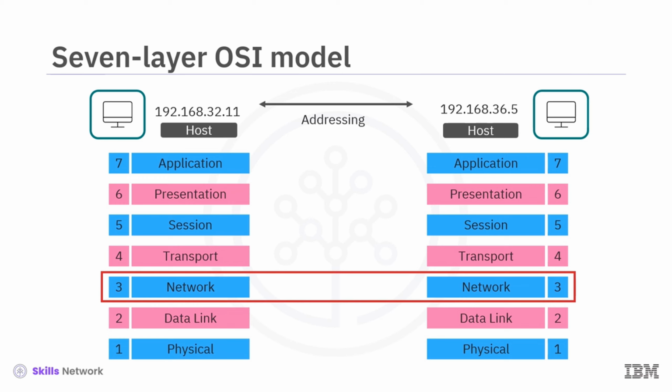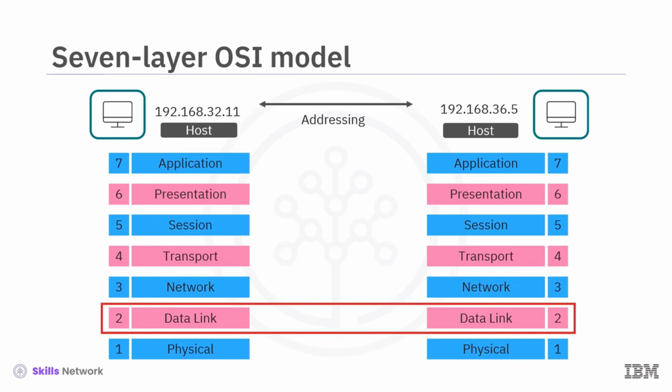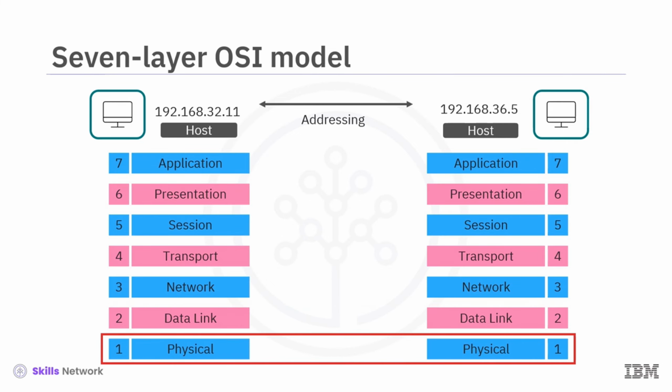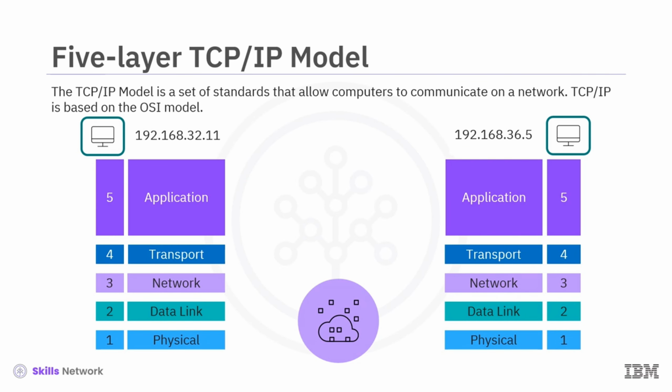Network. Responsible for interpreting the addresses and directing the path the data will take. Data link. Defines the format of data on the network. This layer also corrects errors that may have happened at the physical layer. And physical. Electrically or optically transmits raw, unstructured data over a physical medium. The TCP/IP model is a set of standards that allow computers to communicate on a network. TCP/IP is based on the OSI model and functions similarly. The background protocols are still in place, but the way they are organized is slightly different. The data travels through fewer layers on both ends.